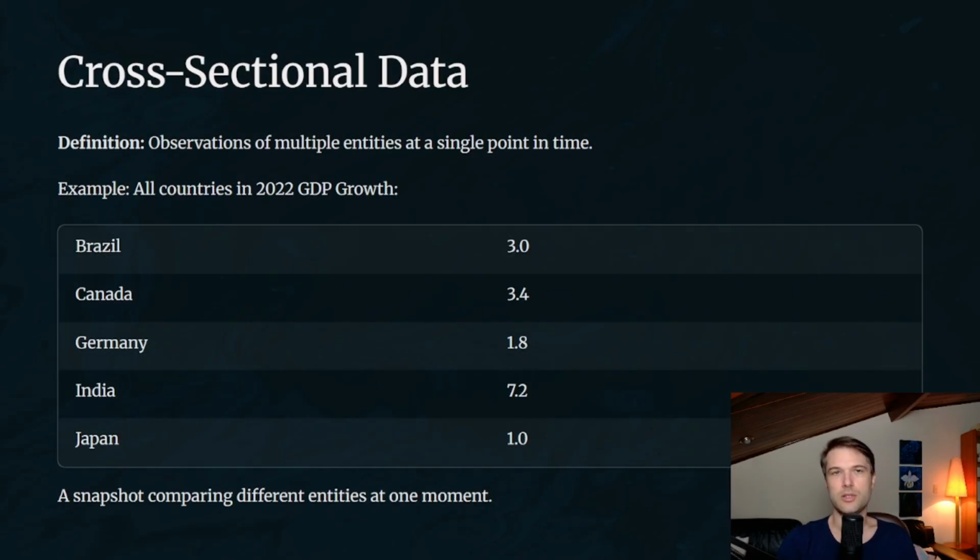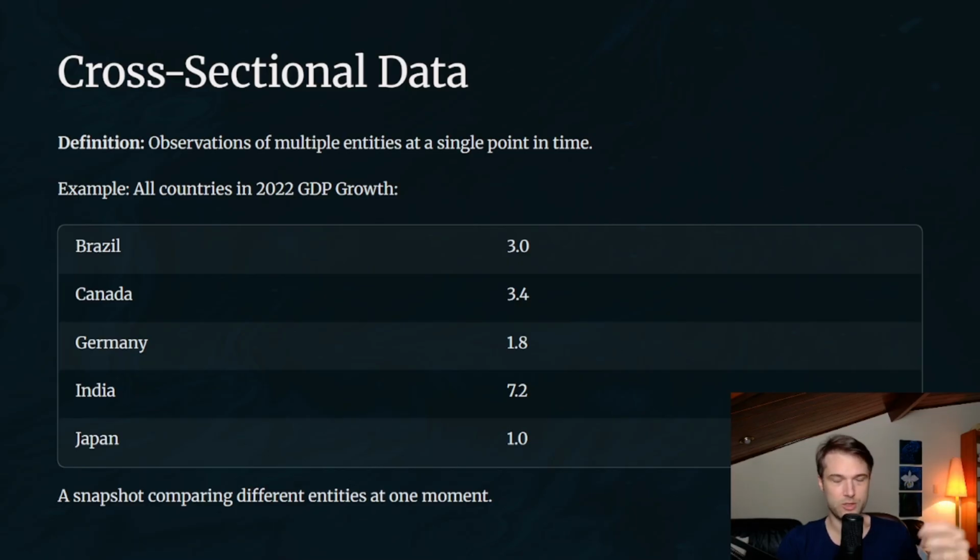And when we talk about analyzing data in any type of analysis, it doesn't matter what type of analysis you're doing, you have three ways of analyzing data. The first one is cross-sectional data. It means that we take observations of multiple entities at a single point in time.